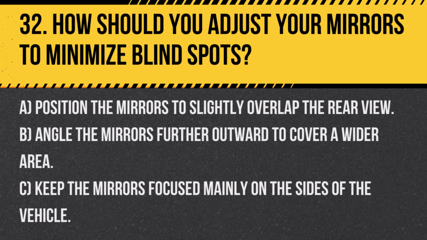Question 32. How should you adjust your mirrors to minimize blind spots? A. Position the mirrors to slightly overlap the rear view. B. Angle the mirrors further outward to cover a wider area. C. Keep the mirrors focused mainly on the sides of the vehicle.